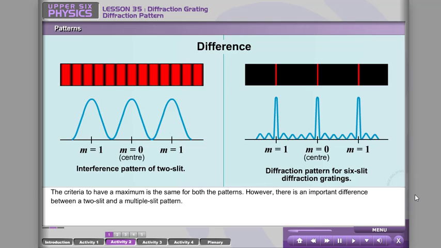The criteria to have a maximum is the same for both the patterns. However, there is an important difference between a two-slit and a multiple-slit pattern. The maxima of the interference pattern are broader, whereas the maxima of the diffraction pattern are sharper and narrower.